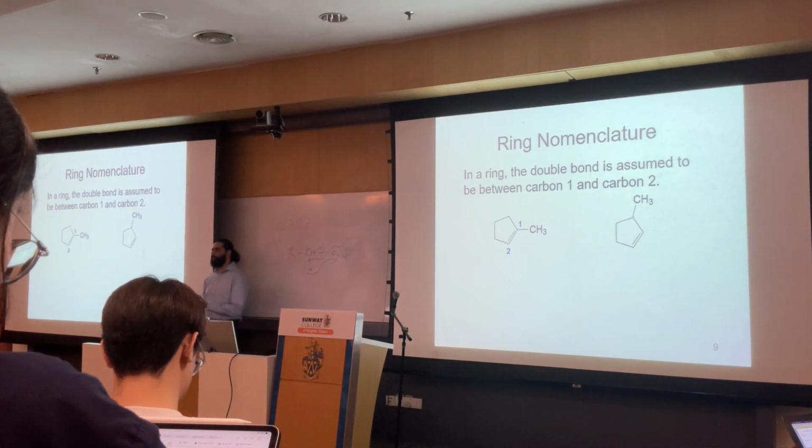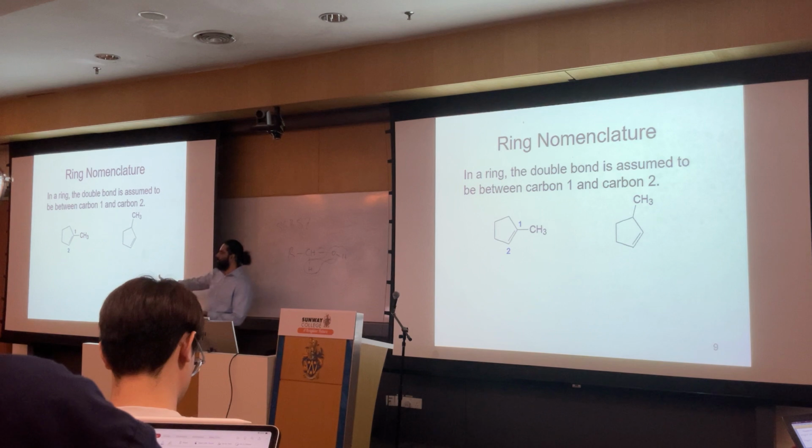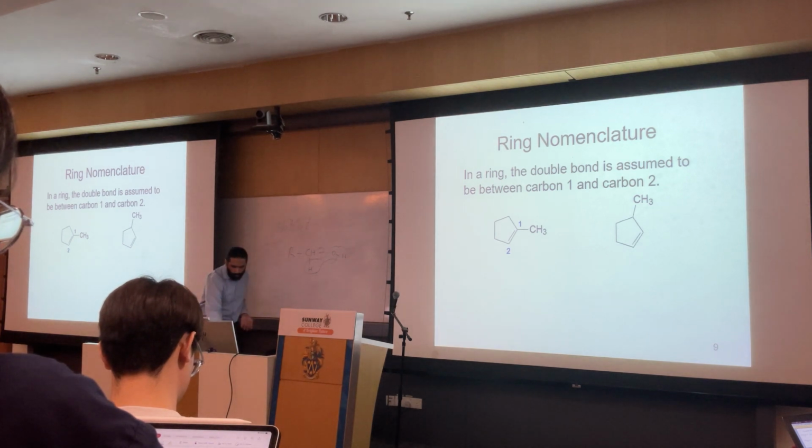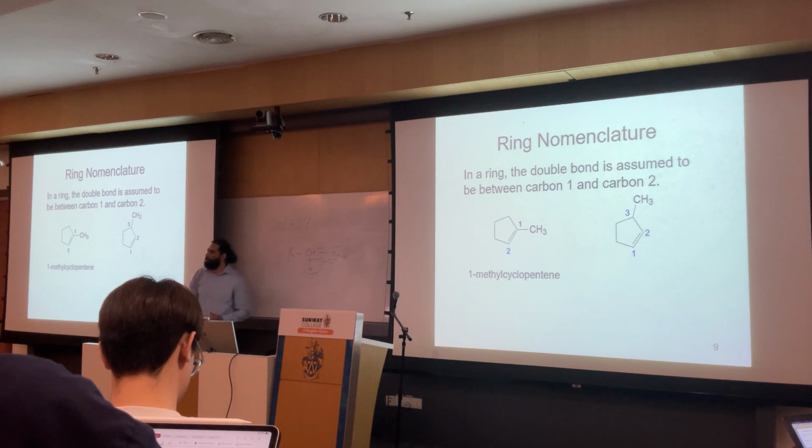Now, branch is just branch. You will start the numbering from the carbon-carbon double bond, and that's how you can tell what the name of this molecule is, right? Similarly, you will start from where the double bond is starting. So you have it like that.